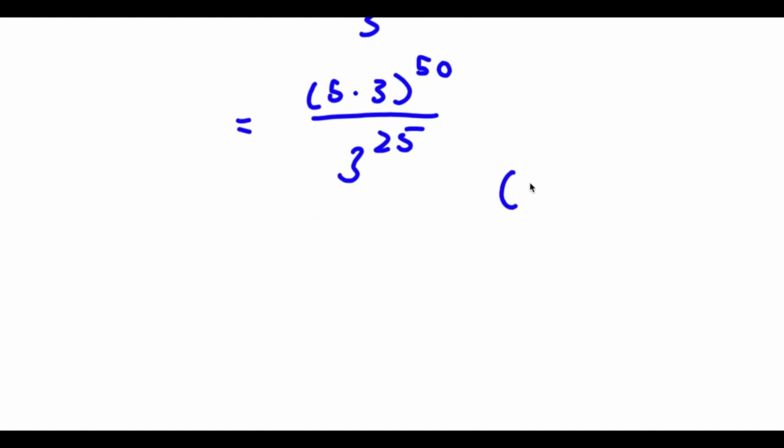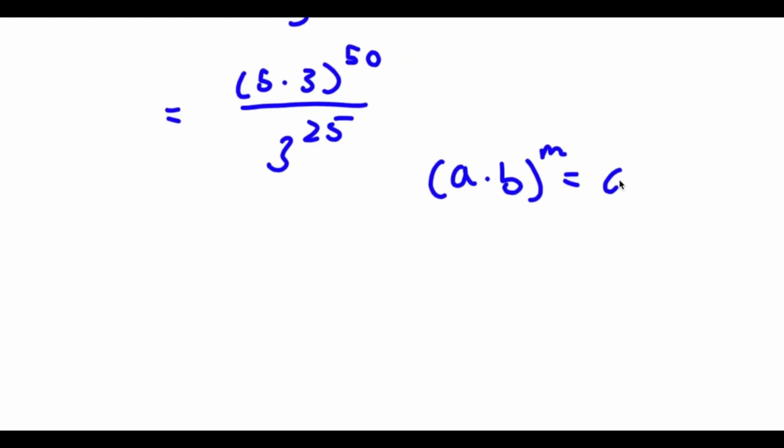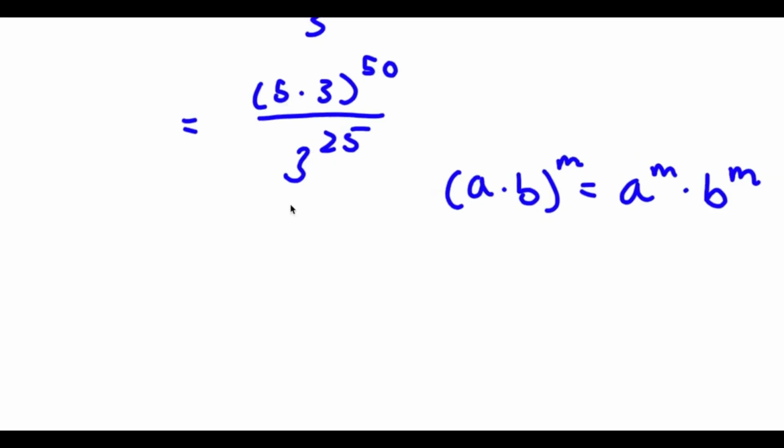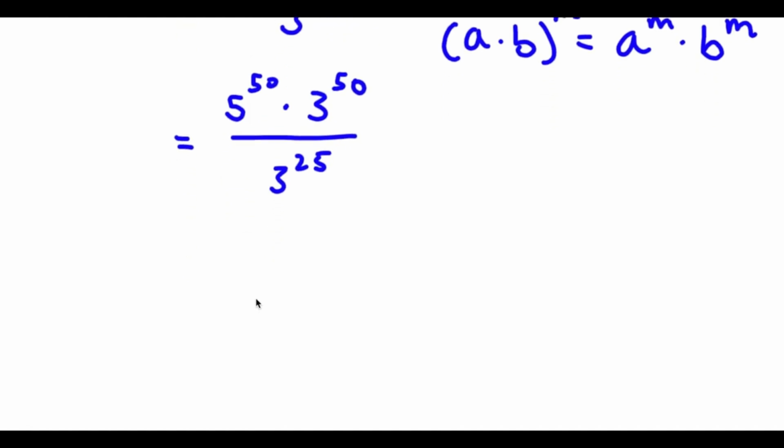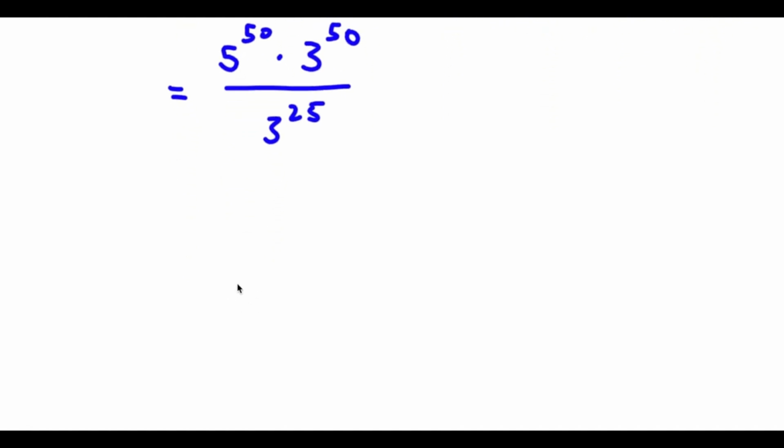Now, if I have something in the form a times b to the power of m, this is the same thing as a to the power of m times b to the power of m. So 5 times 3 to the power of 50, this is equal to 5 to the power of 50 times 3 to the power of 50. Now I have this over 3 to the power of 25. Now this can also be written as 5 to the power of 50 times 3 to the power of 50 over 3 to the power of 25.